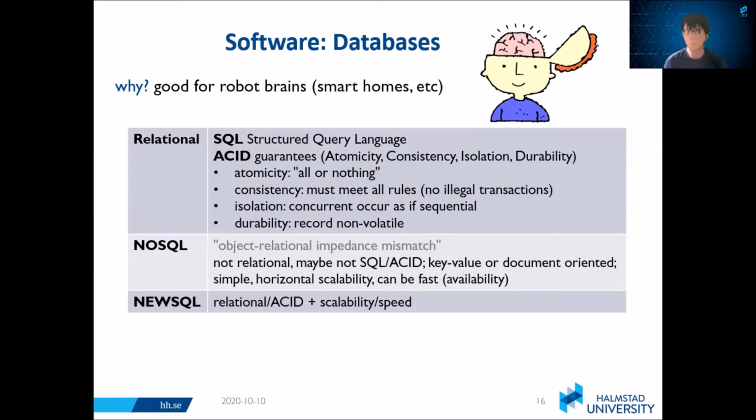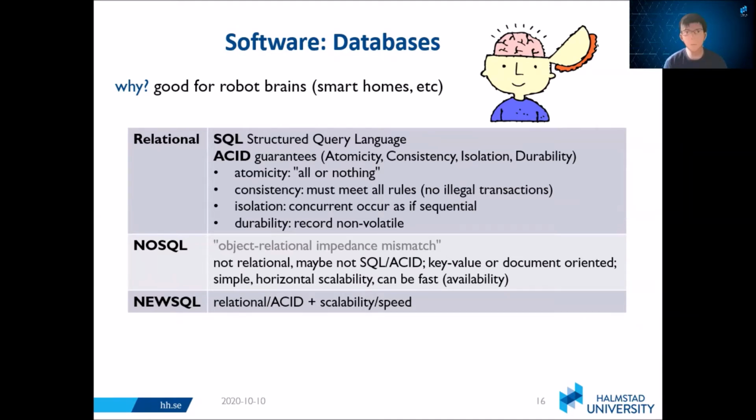Okay, so next we'll talk a little bit about databases. Why databases? These are good for robot brains because with embedded and intelligent systems, often we're dealing with really lots of data. And at Halmstad University, our smart home also uses a database as its brain because of this.